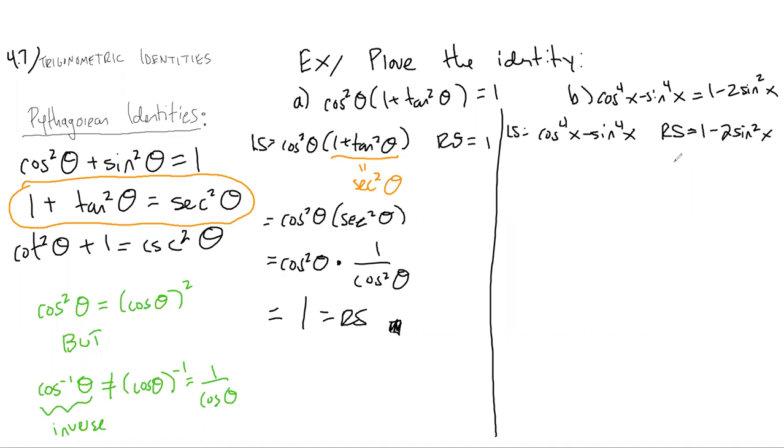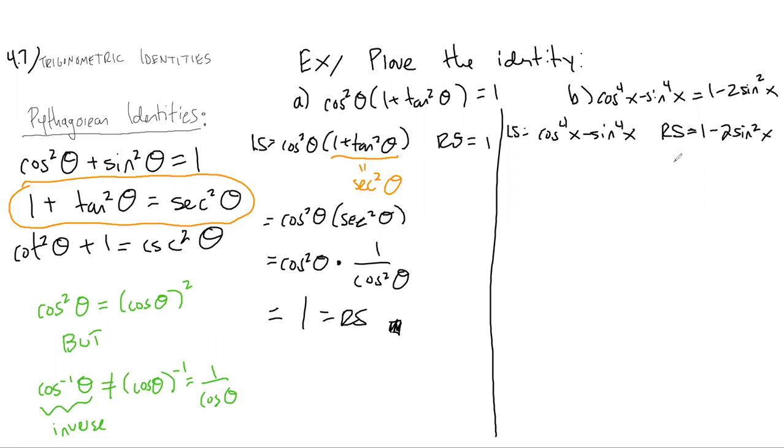Now, in both of these, everything is already written as sines and cosines, so there's not a lot that I'm going to be able to do there. I do see that there's a lot of squares and even powers, so that indicates to me that I'll probably want to use the Pythagorean identity.